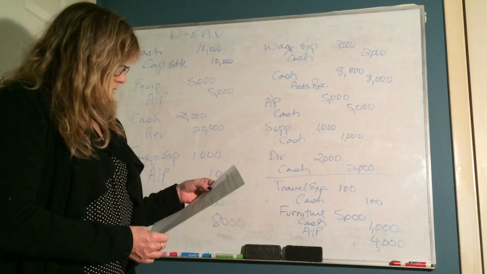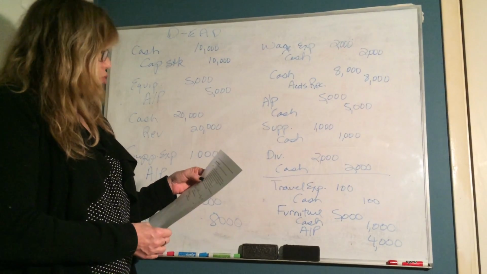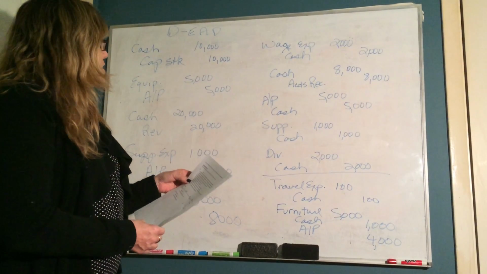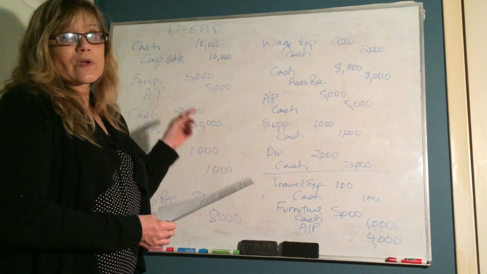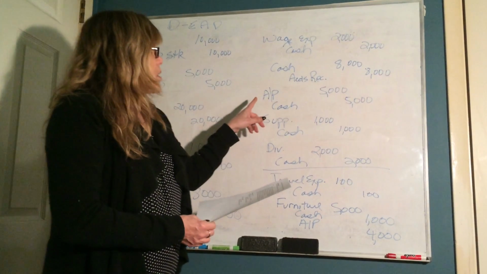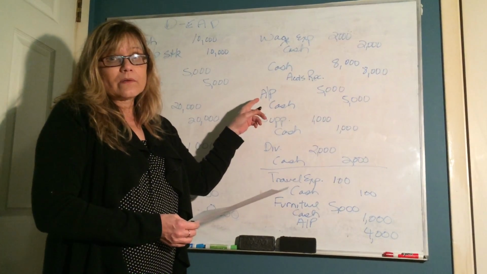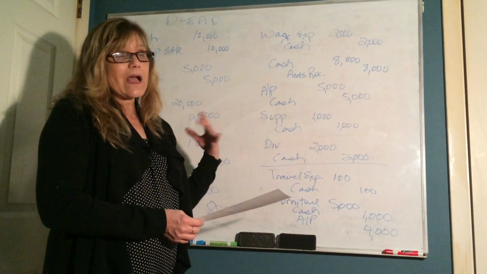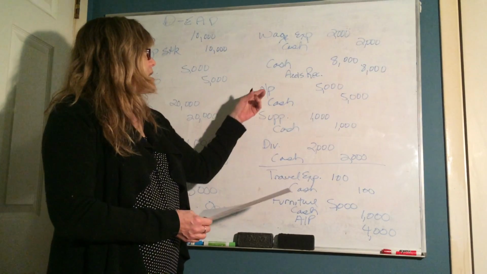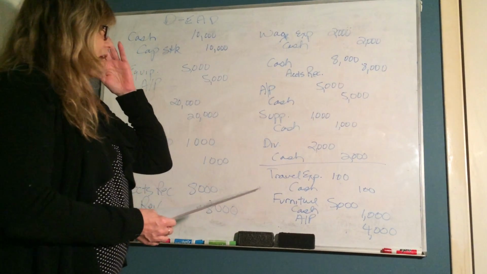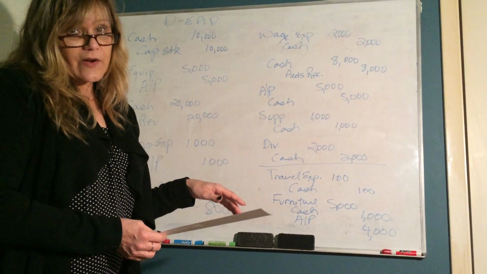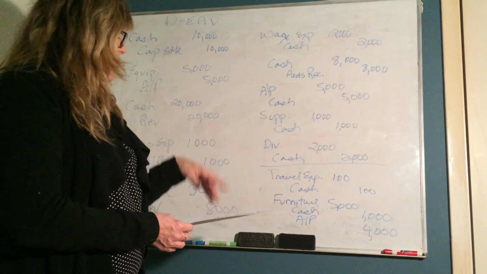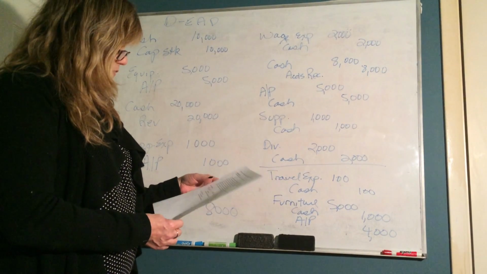Next one, paid the amount due on equipment purchased January 4th. On January 4th, we purchased equipment with an accounts payable. We need to get rid of that accounts payable. It's decreasing. It's a liability account. A liability account will decrease with a debit. So we're going to debit accounts payable $5,000. We're also decreasing our cash. Cash is an asset account. So we're going to credit cash for $5,000.